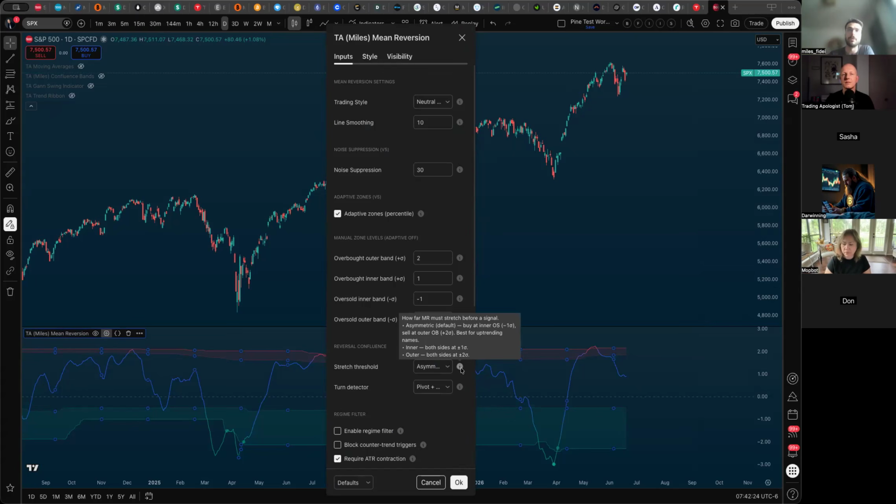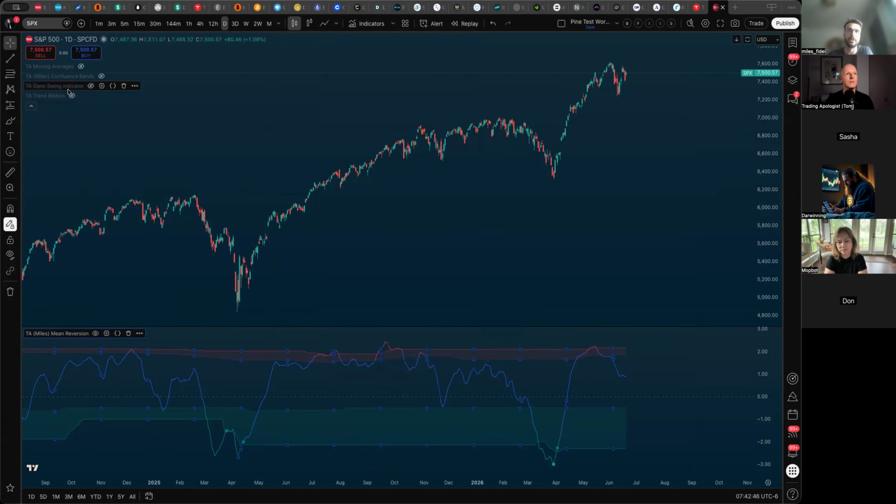Beyond that, some of the other settings, like you have there below, the turn detector. You see there are different engines for detecting a turn. I always have pivot and rollover, but you might want to be more selective on what you're trying to do. So up to you. I think pivot and rollover is the more important one.